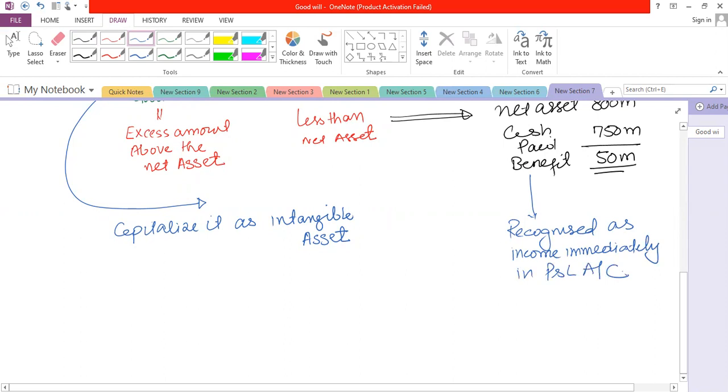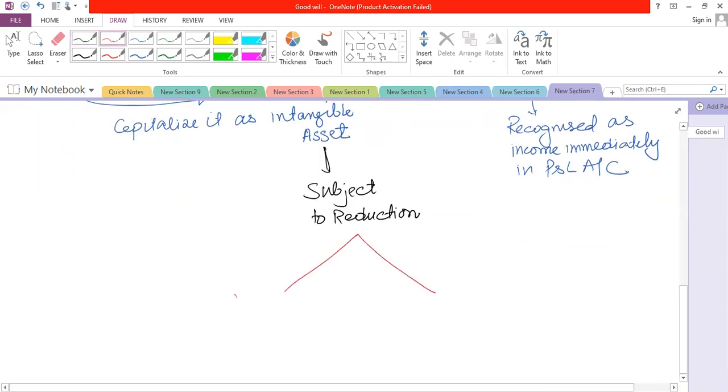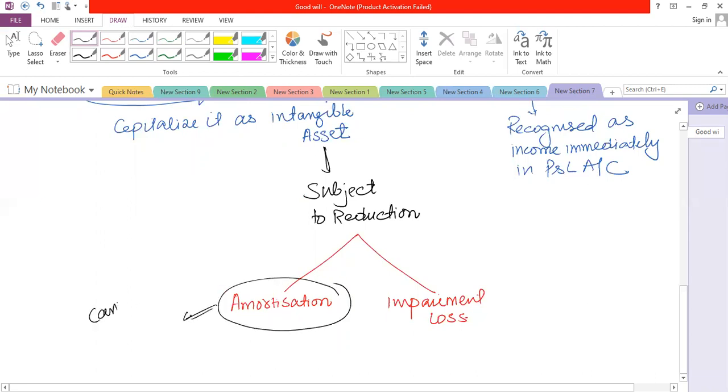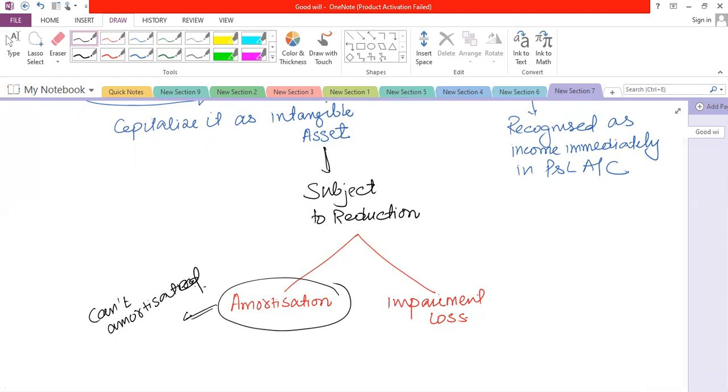Now, if you have recognized positive goodwill as an intangible asset, then it is subject to some reduction. It is obvious that your goodwill might be reduced. Reduction might be due to amortization, because intangible assets are subject to amortization, or due to impairment loss. The standard says that as goodwill has an indefinite useful life, it cannot be amortized. So you cannot amortize the capitalized goodwill.